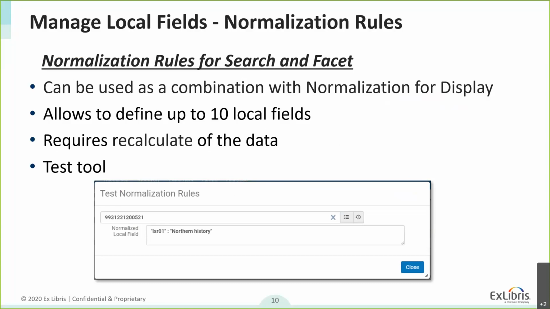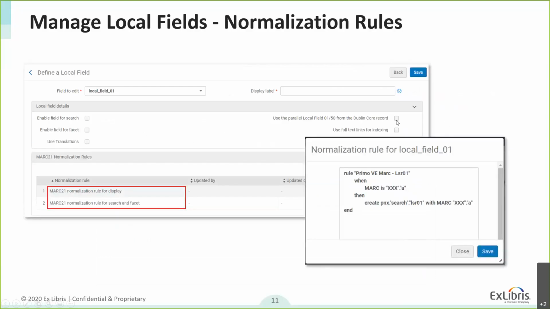For this reason, we have also created a test tool with which you can test the rules you have created. You can choose any record from your catalog to test the rule with and see how it works and how it will be indexed. This way you can know that you have no mistakes. After you've seen and tested, you can open a support ticket and ask them to recalculate your data. This screen is what you will see after you try to edit normalization for a local field. This is a template.